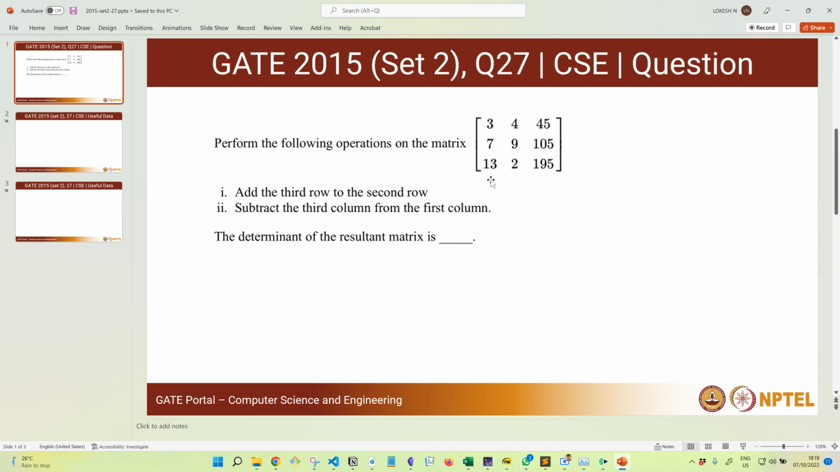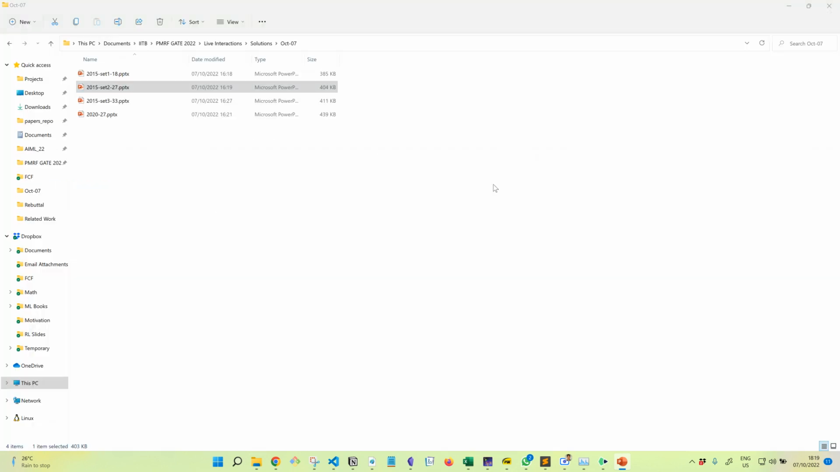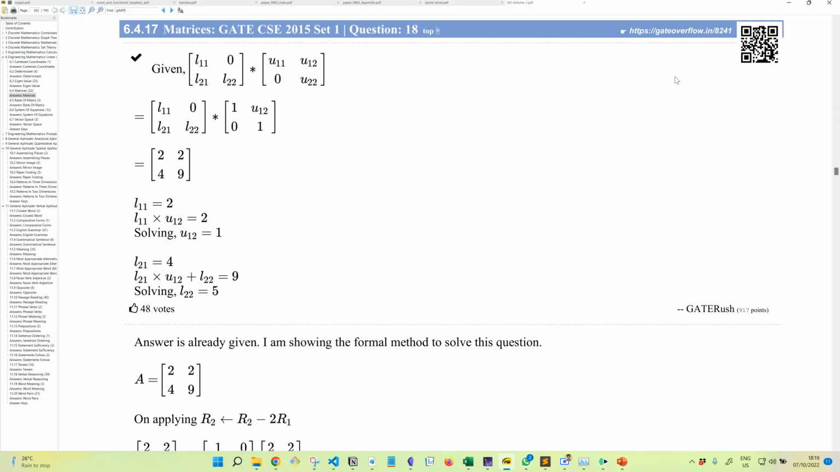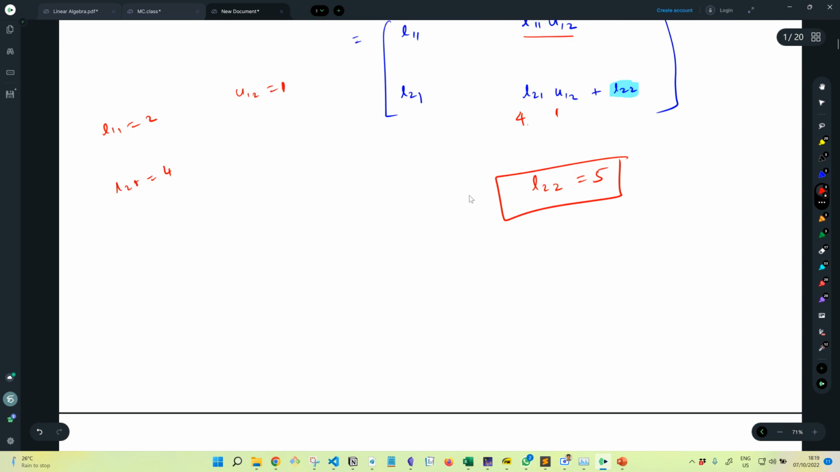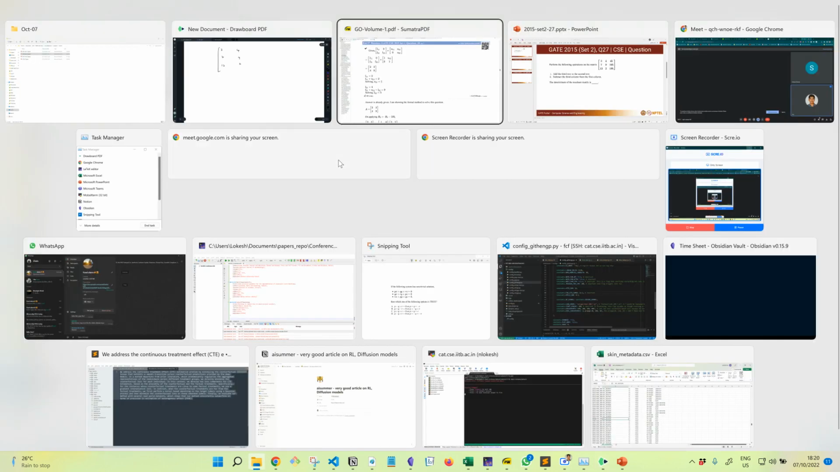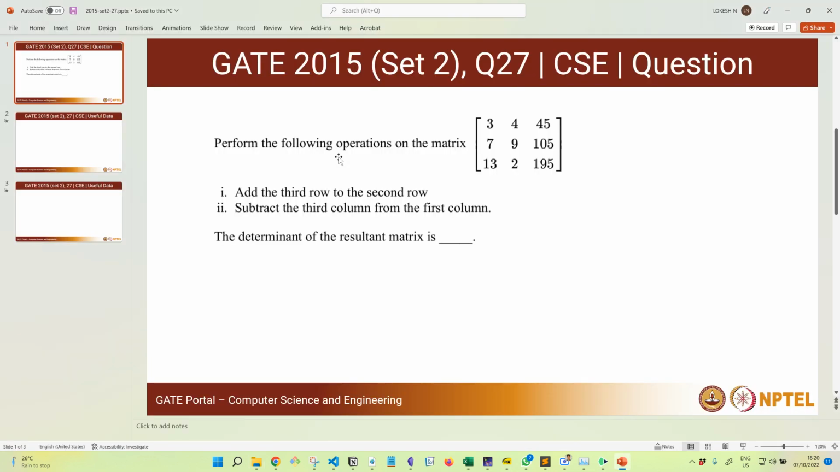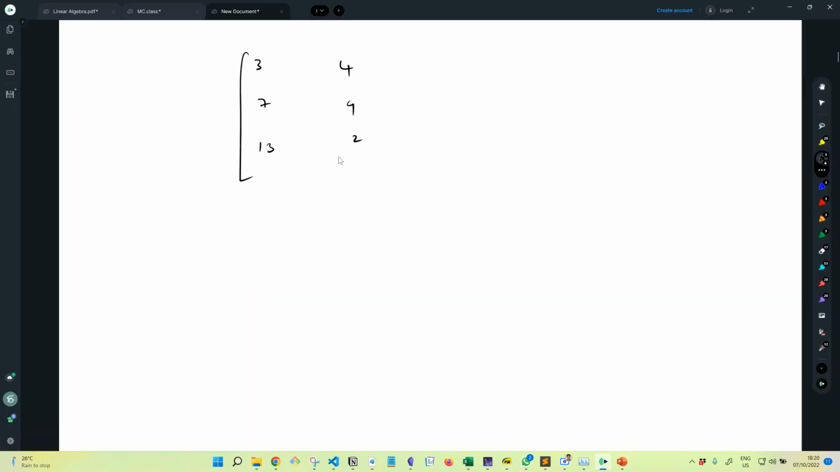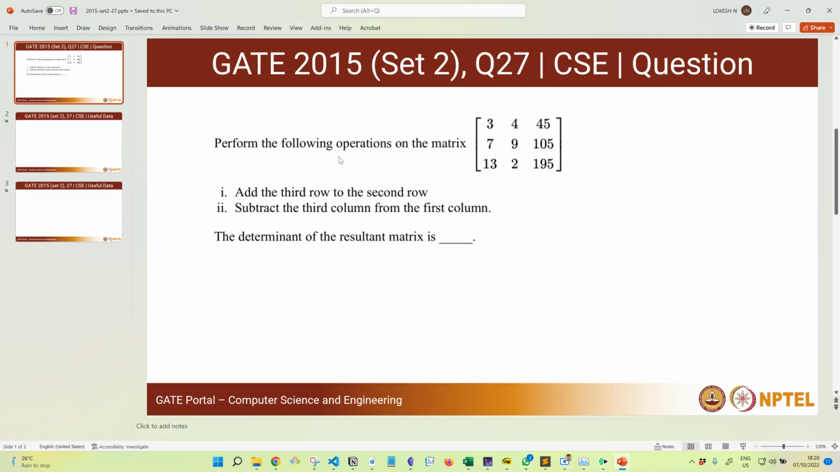So let me copy over the matrix: 3, 7, 13, 4, 9, 2, and 45, 105, 195. Right? Now they're asking us to do two operations.